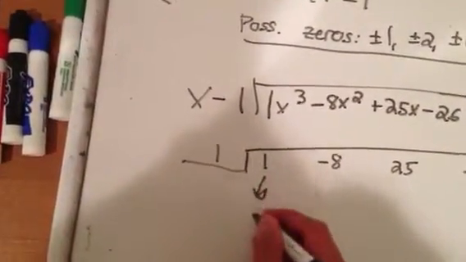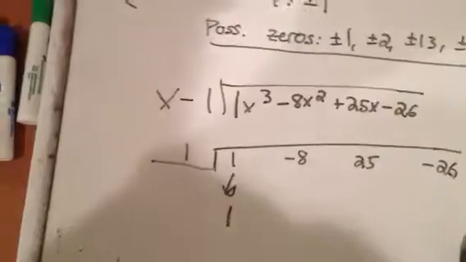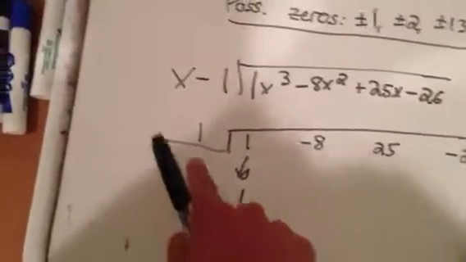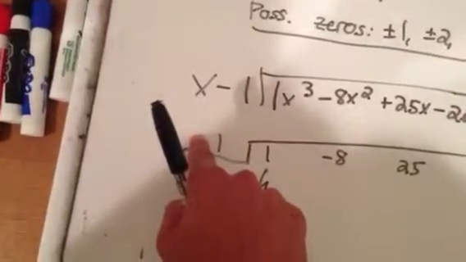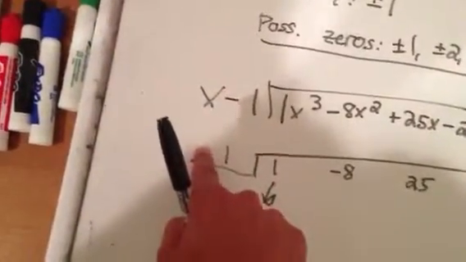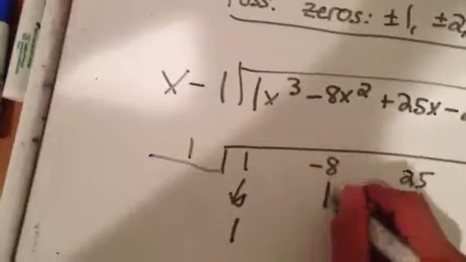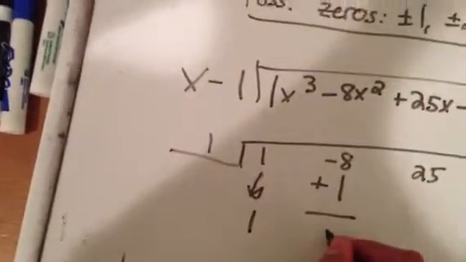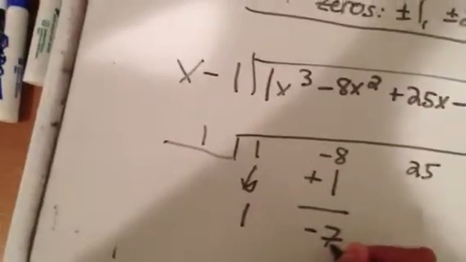So I drop the first term, which is 1. And here's what I do. Listen very carefully, guys. I take this term times this term. 1 times 1 is 1. Whatever that product is, I add that to this coefficient. Add. What's negative 8 plus 1? Negative 7.